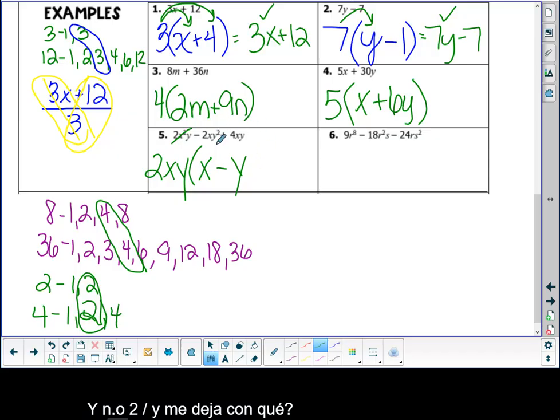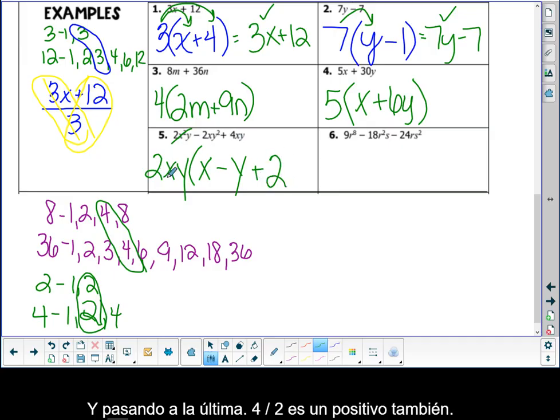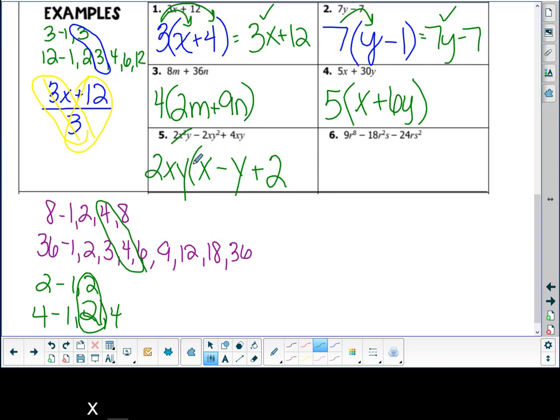And moving on to that last one. 4 divided by 2 is a positive 2. X divided by x eliminates. Y divided by y eliminates. So I'm finished. And let's just double check that one to be sure.